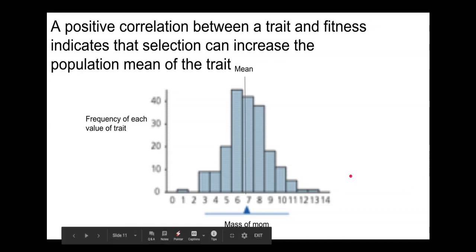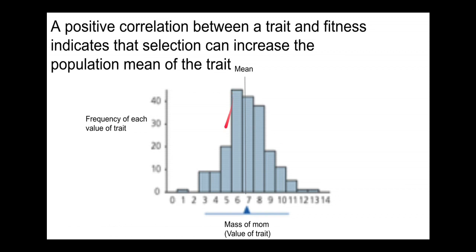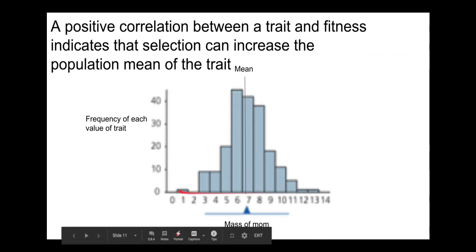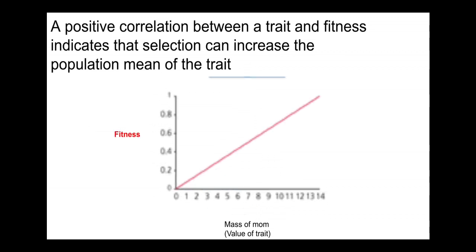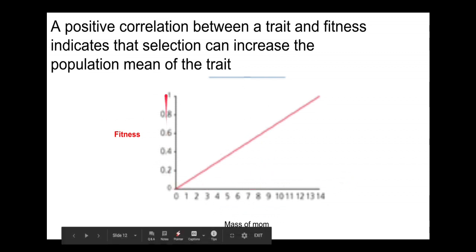So we'll often show this by showing a histogram. On the x-axis here is the trait. The frequency of the trait in the individuals in the population is shown here. Small moms, at unit 1 here, are relatively rare. Large moms, 12, 13, 14, are relatively rare. Most moms in the population are around 7. Fitness is not actually on this graph. Fitness is going to be represented separately by showing a line, the positive correlation. As moms get bigger, their fitness goes up.